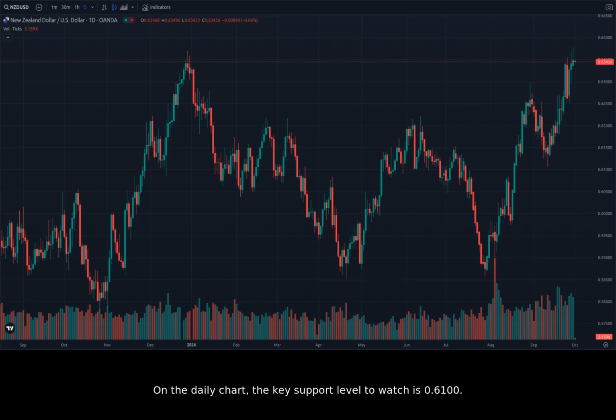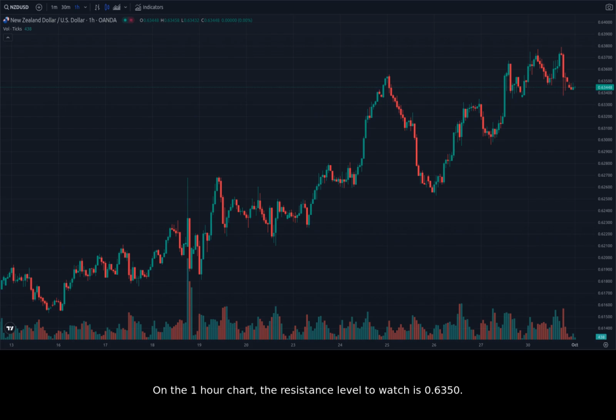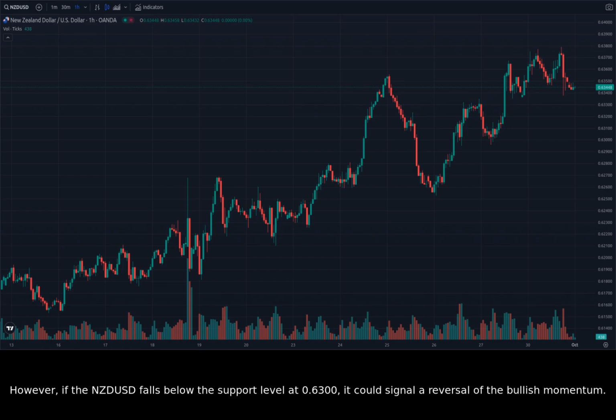Now, let's summarize the important price levels to watch and make some unbiased predictions about the pair's future direction. On the daily chart, the key support level to watch is 0.6100. If the NZDUSD breaks below this level, it could signal a continuation of the downtrend. On the other hand, if the NZDUSD breaks above the resistance level at 0.6250, it could signal a reversal of the downtrend. On the 1-hour chart, the resistance level to watch is 0.6350. If the NZDUSD breaks above this level, it could signal a continuation of the recent bullish momentum. However, if the NZDUSD falls below the support level at 0.6300, it could signal a reversal of the bullish momentum.